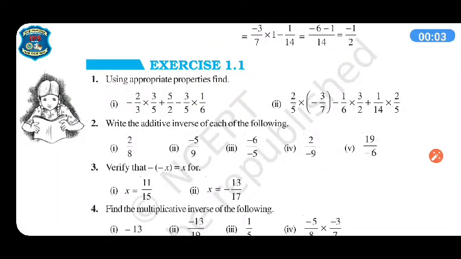Hello students, this is class 8th, chapter number 1, rational numbers. Now we are starting exercise 1.1. All of you be ready with your pen, pencil and rough copy and note down question number 1.